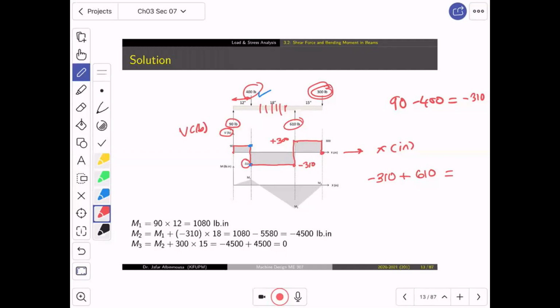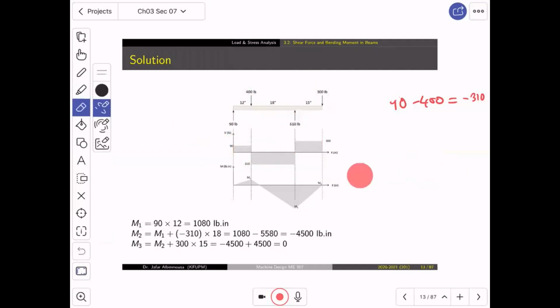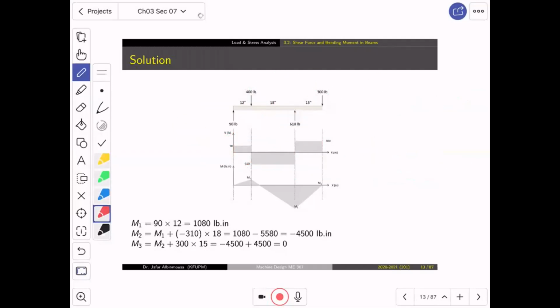Now we come to the moment. The moment is the area under the shear force diagram. So, let's do it this way. First thing, what is the moment? Of course here the moment M is in pound inch, right? Force by distance. The axis here is X, which is in inches.